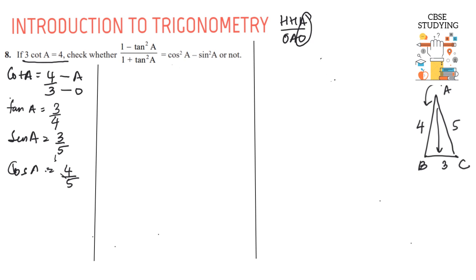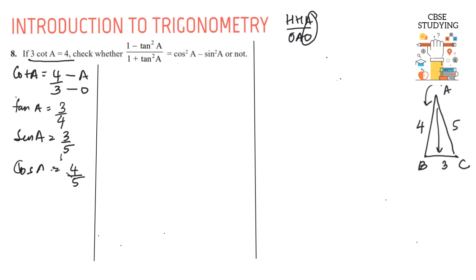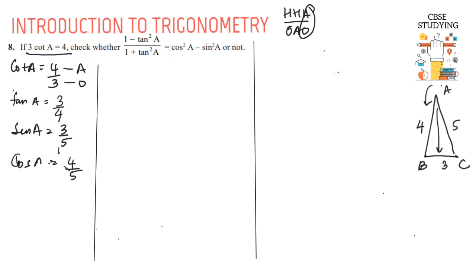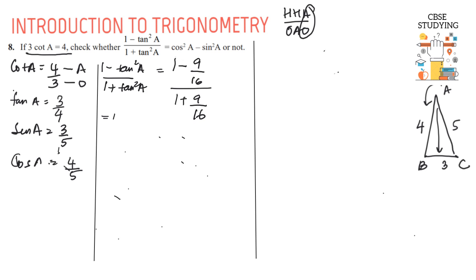Alright, so now what is my LHS? 1 minus tan square A by 1 plus tan square A. So tan A is 3 by 4. So tan square A will be 3 square 9 by 4 square 16. And 1 plus 9 by 16. So solving this further, what do we have? 16 minus 9 by 16 plus 9.